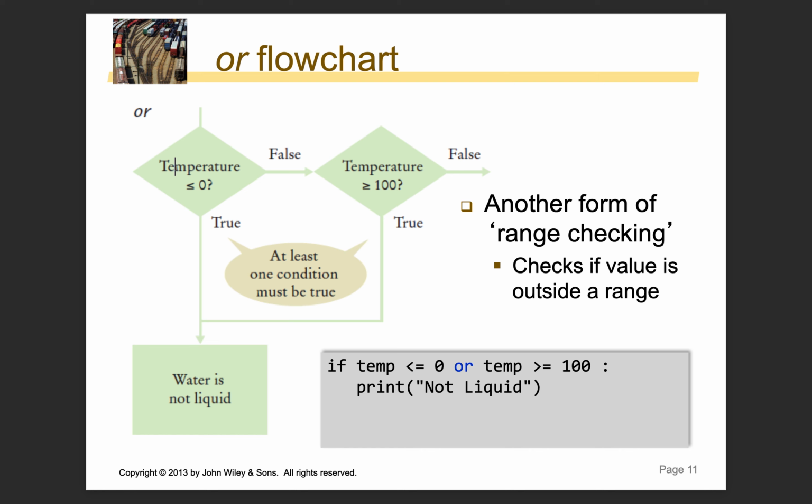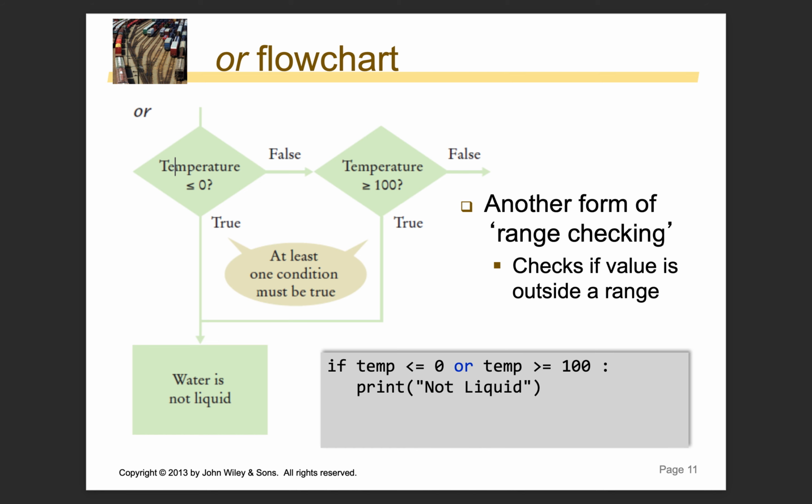Here's the flow chart of the OR operator. So again, we've got a Python program of if temp is less than or equal to 0 or temp is greater than or equal to 100, print not a liquid. We come in here, we check if the temperature is less than or equal to 0. If that's false, we still need to check if the temperature is greater than or equal to 100, because it might be not a solid, but it might be a gas. Okay, if either of these things are true, we jump to the water is not a liquid. We follow the arrows.